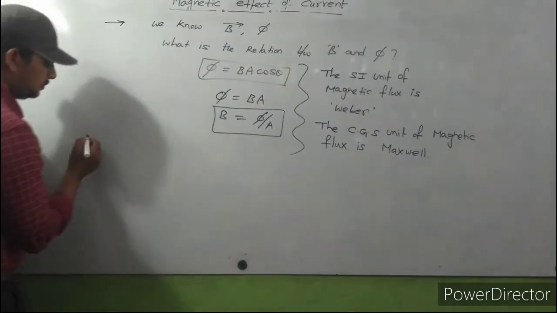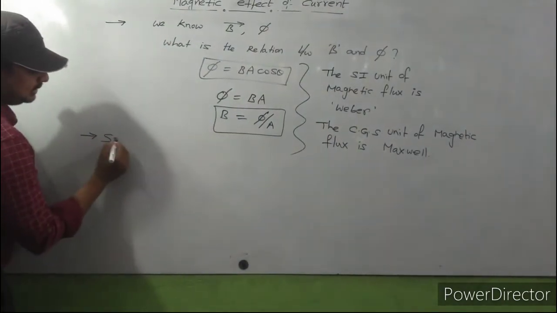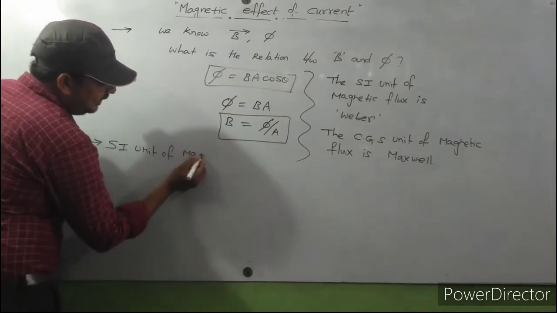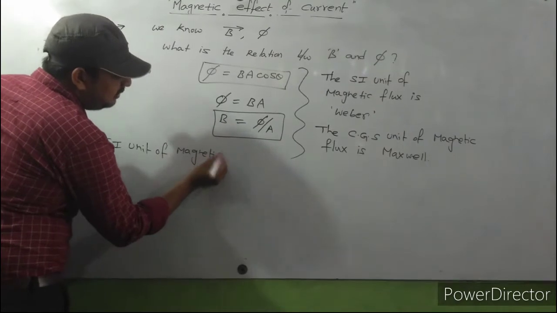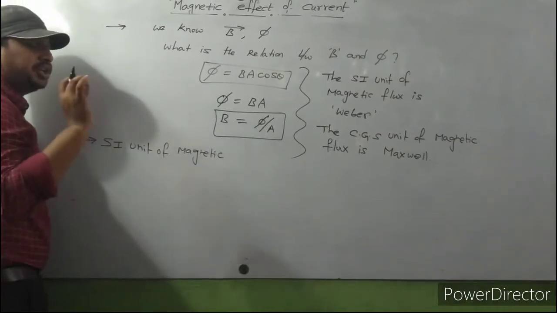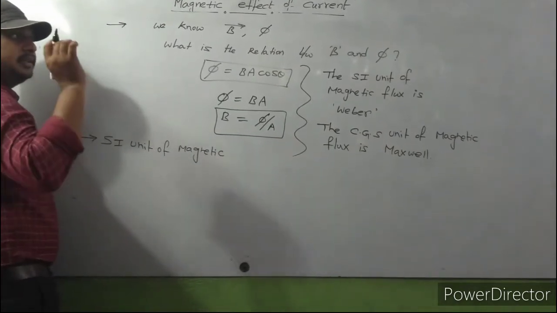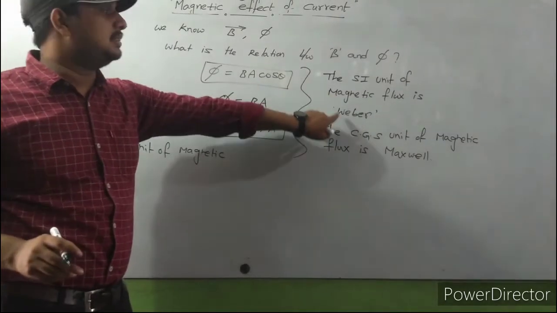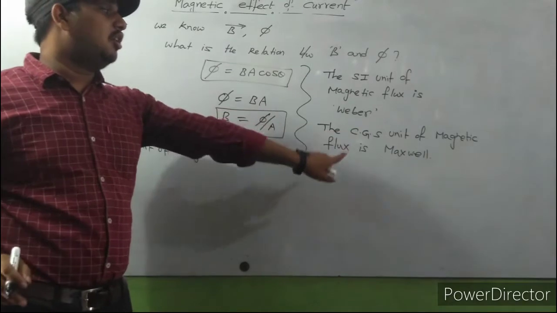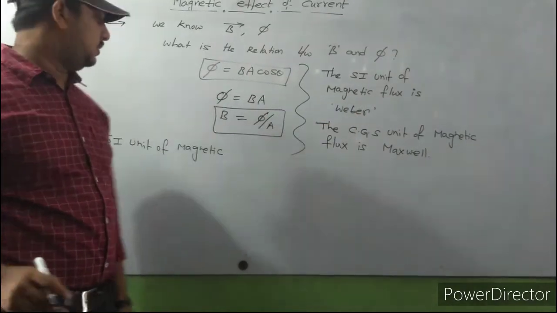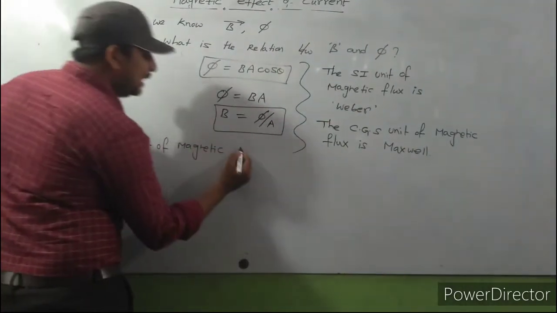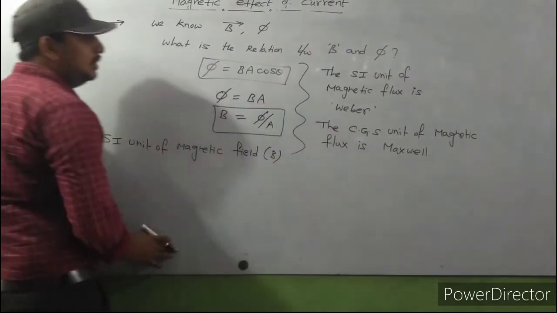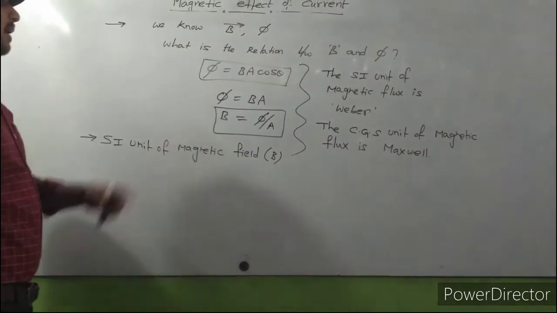Next, the SI unit of magnetic field. Units are very important, so please observe carefully. What is the SI unit of magnetic flux? The SI unit of magnetic flux is Weber. The CGS unit of magnetic flux is Maxwell. The SI unit of magnetic field is indicated with B. So what is the SI unit of magnetic field?